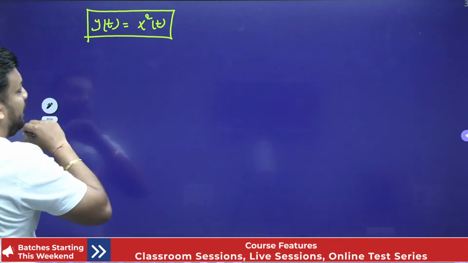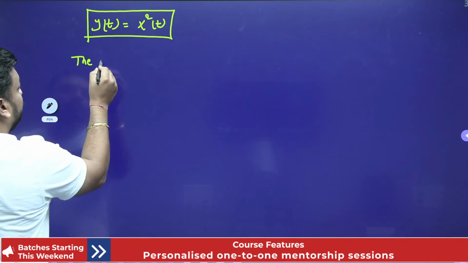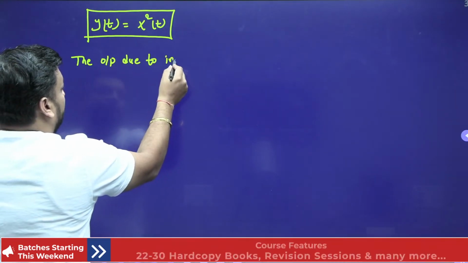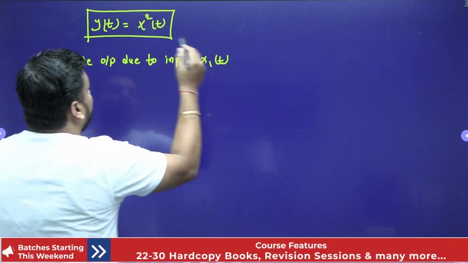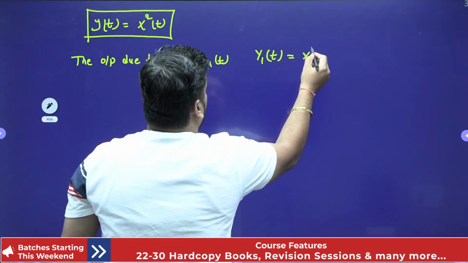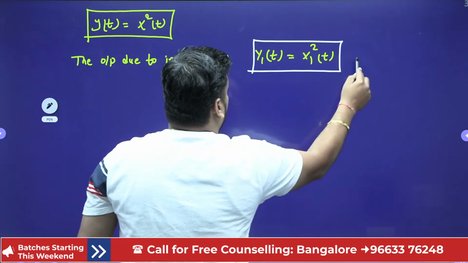So the conventional approach says that first of all we should find the output due to input x1(t). So the first equation will become y1(t) equal to x1 whole square (t). So this is my equation number 1.